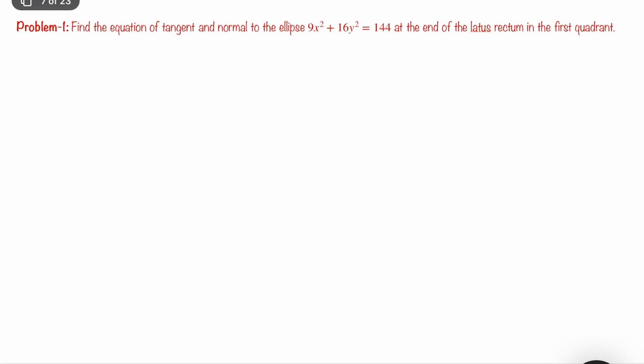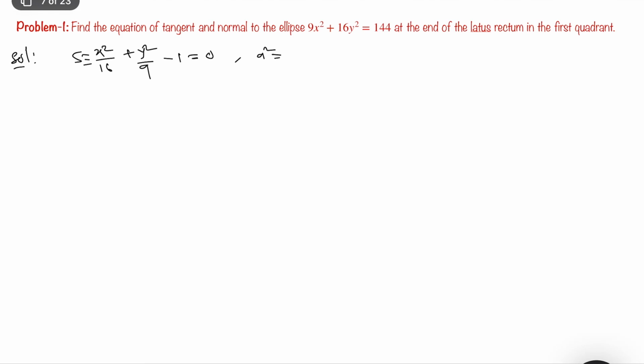Next, problem 1: find the equation of tangent and normal to the ellipse 9x square plus 16y square equal to 144 at the end of the latus rectum in the first quadrant. First of all, let me realize the given ellipse in standard form. If I divide both sides by 144, I will end up with x square by 16 plus y square by 9 minus 1 equal to 0. This is going to be our S equal to 0.